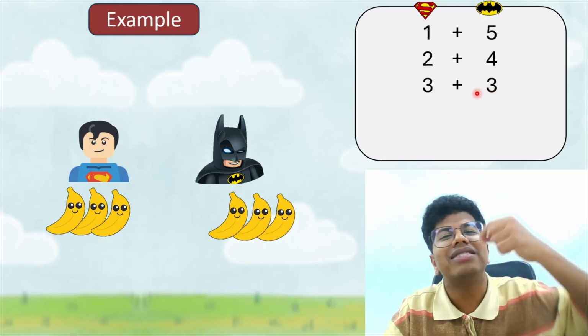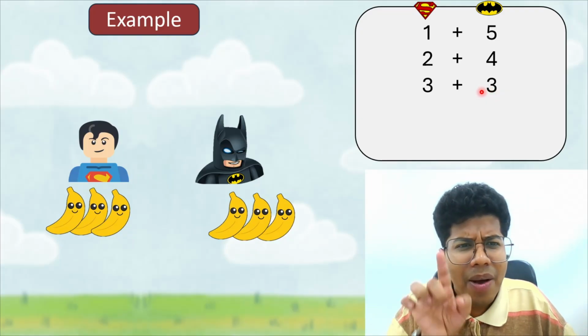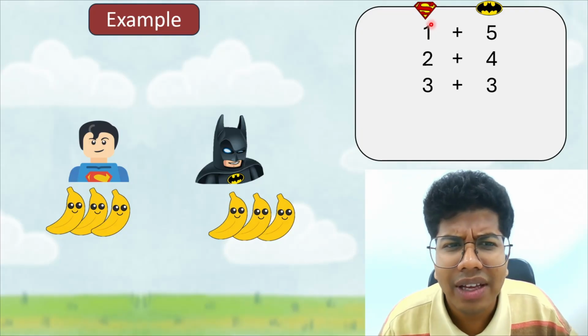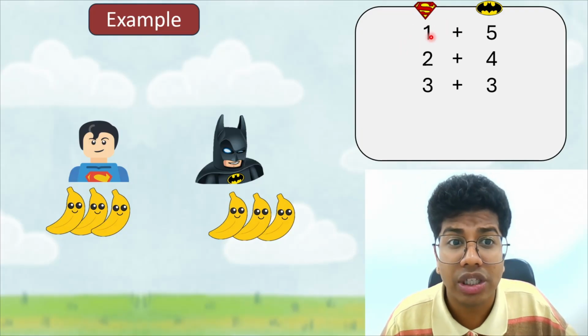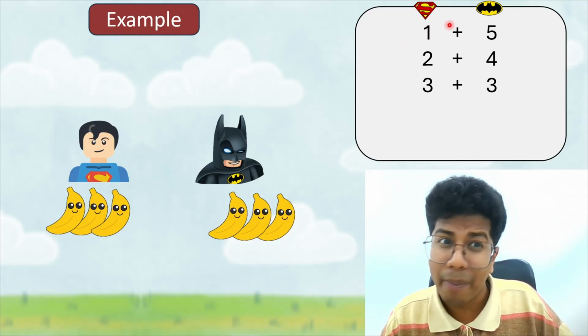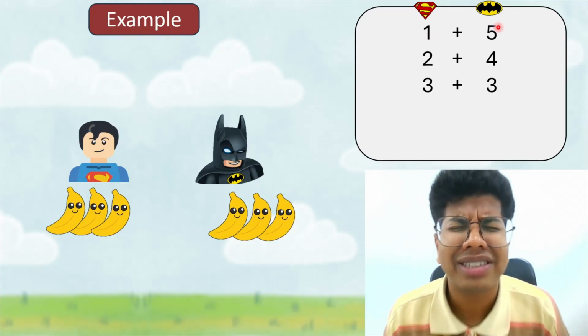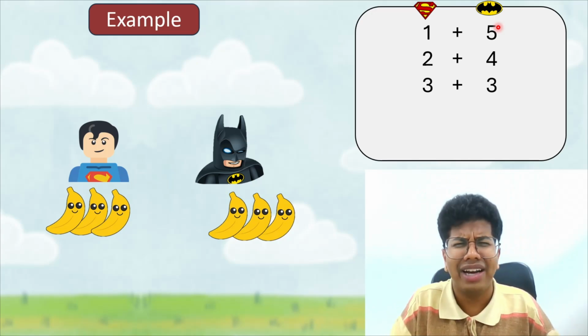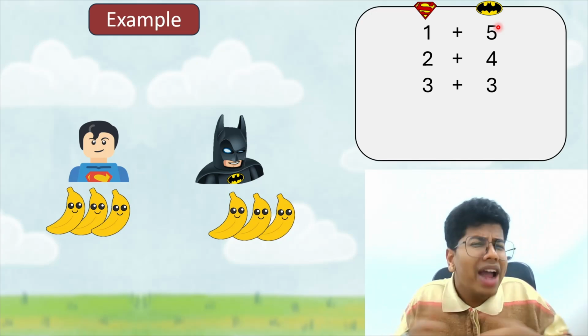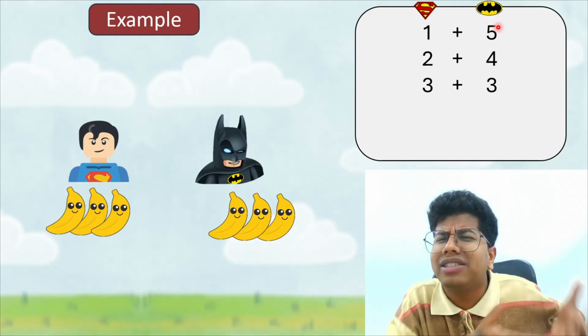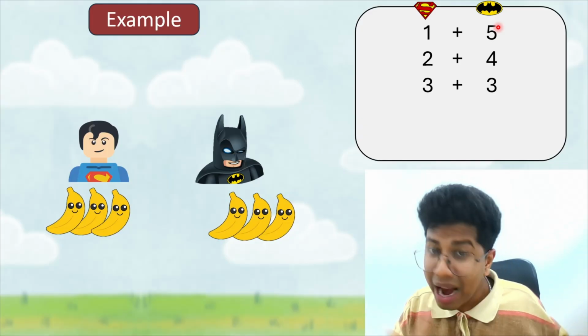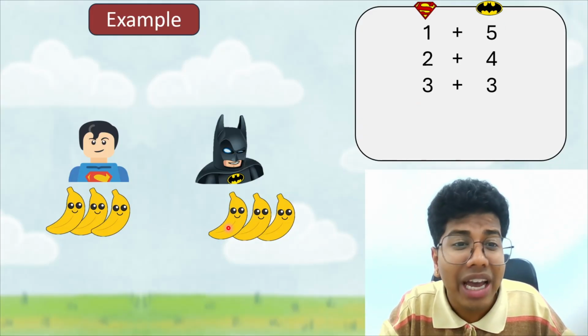And then, what is the next number that I can give? Because what we can observe, in the first way of distribution, Superman has 1 and Batman has 5. Don't you think Superman will be sad? Of course, right? He has less. So it's unfair. Even Superman sometimes should get more than Batman. So let's try to distribute again.